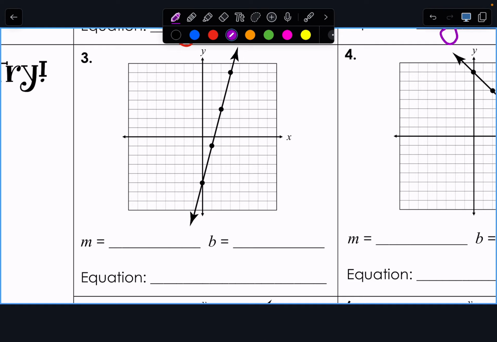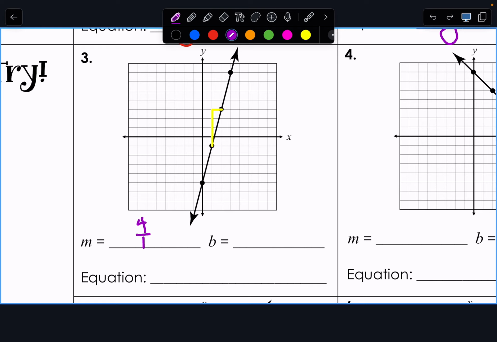All right. What's our rise over run? Landon, do you agree that our rise over run is 4 over 1? No, you don't agree? I counted it wrong. Okay, so watch. 1, 2, 3, 4. All right, now our y-intercept.